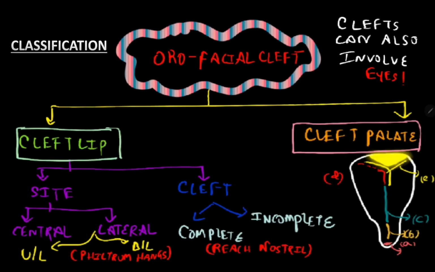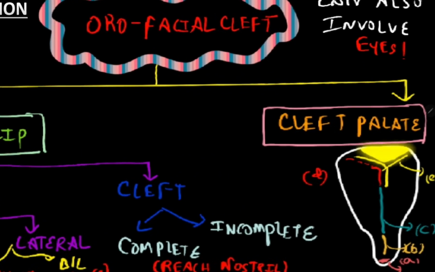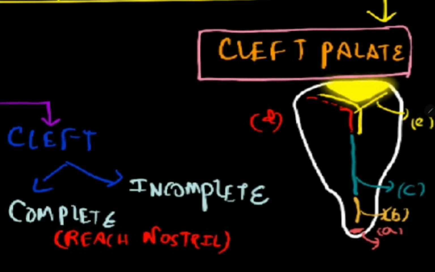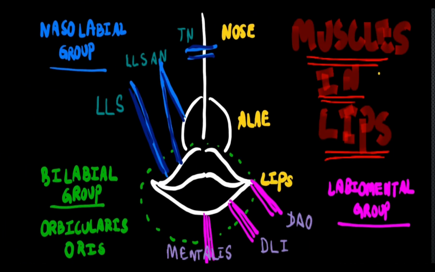Here, coming to cleft palate, it can be of varied types. It can be from A to E, which I have drawn here. It can be in the uvula region or towards the primitive palate, which I have highlighted in yellow color. It can progress towards there, A, B, C, D and E types of varieties, which we'll see later.